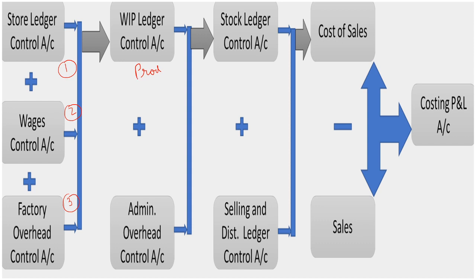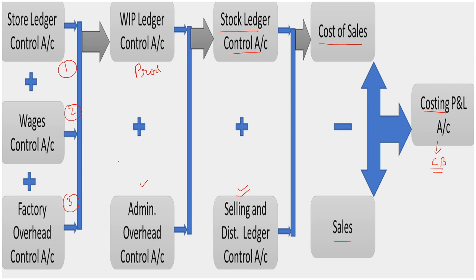Now the production department and the admin overhead control account balances are transferred to finished stock ledger control account, and the finished stock and our last overhead, which is selling overhead control account, the balances of these two accounts are transferred to cost of sales, and the difference between cost of sales and sales, first we transfer the balances of these two accounts to costing P&L to find out the profit in the cost books. So with the help of this flowchart, we understand how we charge or transfer our balances to different departments.